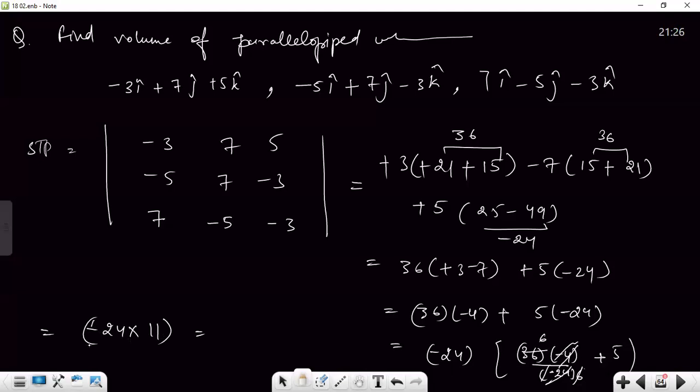And the volume cannot be minus, so it will be 1 plus 24 into 24, 264 cubic units. Cubic units will be our answer. 264 cubic units. Now see how smartly we have handled the calculation part, right?